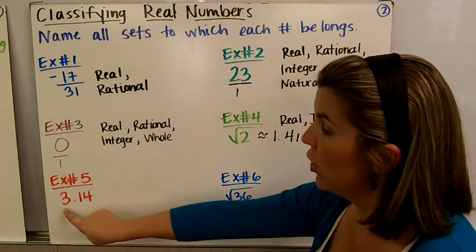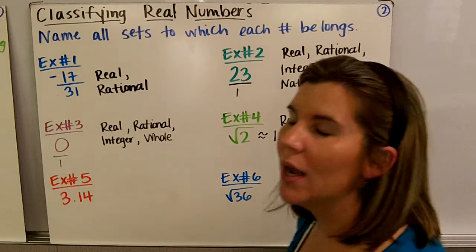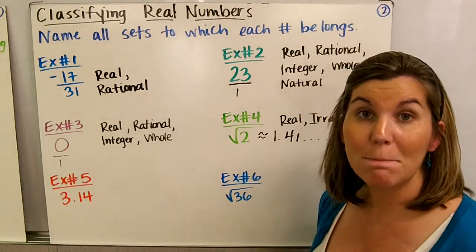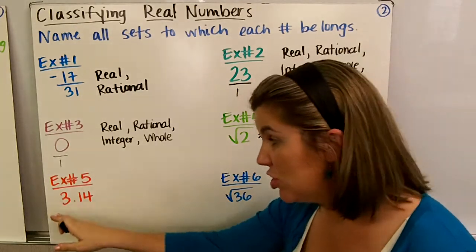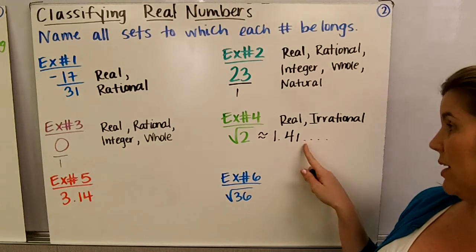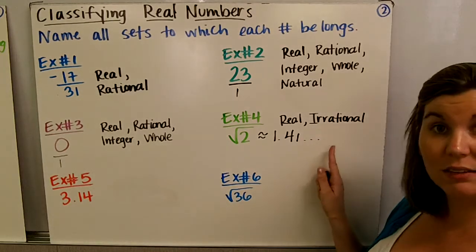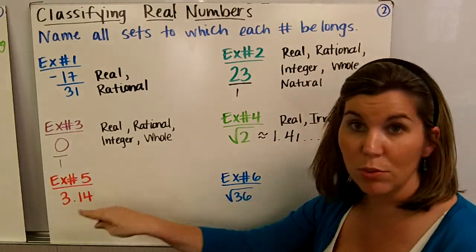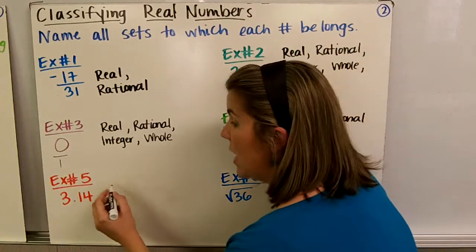Example number 5, 3.14. Now, commonly, you use 3.14 to approximate pi. However, this is just 3.14. Pi continues on forever. If you see the 3 dots, that's an ellipsis. It continues on. Here we don't have that. So this is just 3.14. Well, it is real.